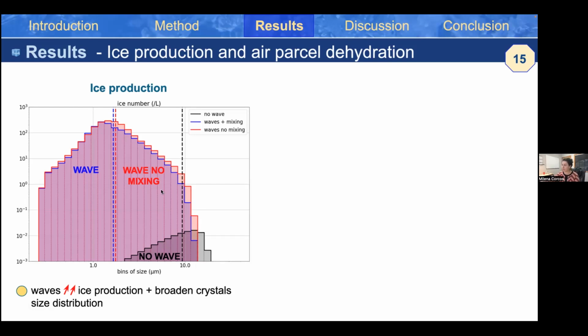And finally, we can see that the horizontal mixing was only a secondary effect that would only shift the population of ice crystals towards the smaller sizes.